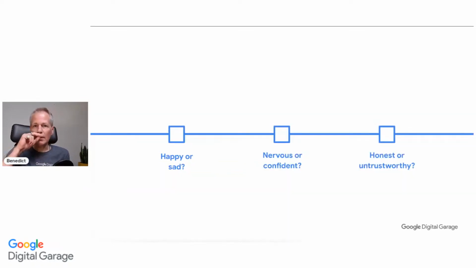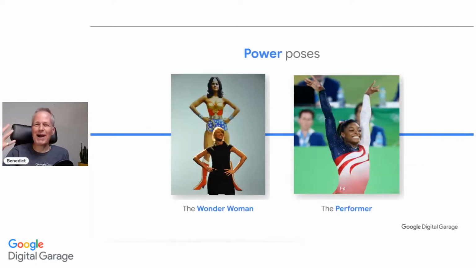Also, there are different things in the body language we use. We're going to think about how our body language shows whether we are happy, sad, nervous, or confident, honest, or untrustworthy. Different things. So we've got here power poses. There's a Wonder Woman, the performer, all these different ones.